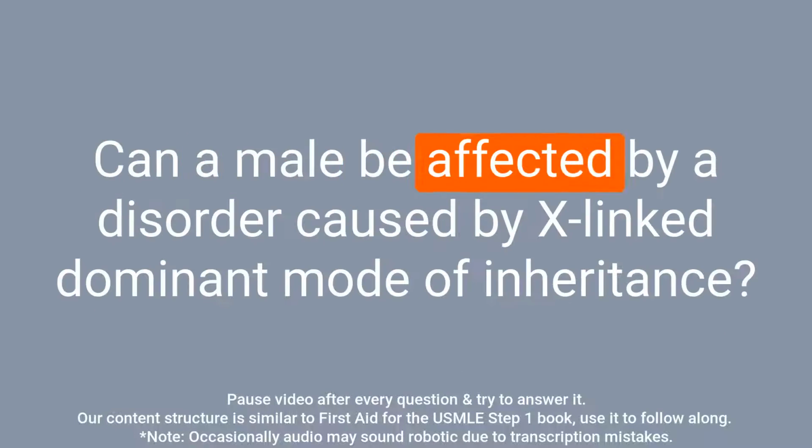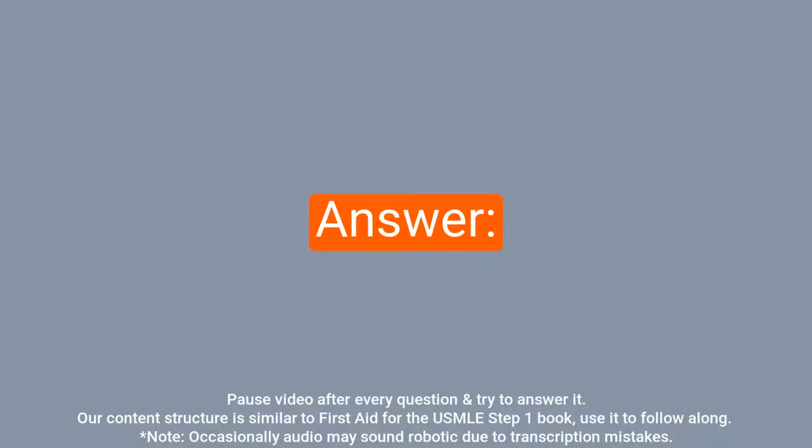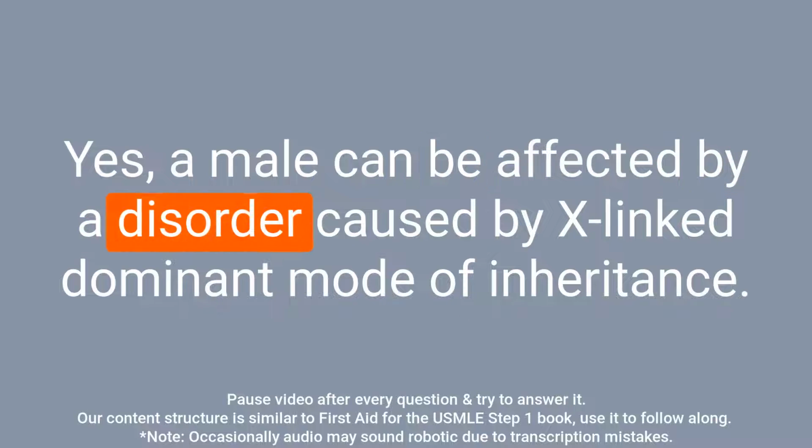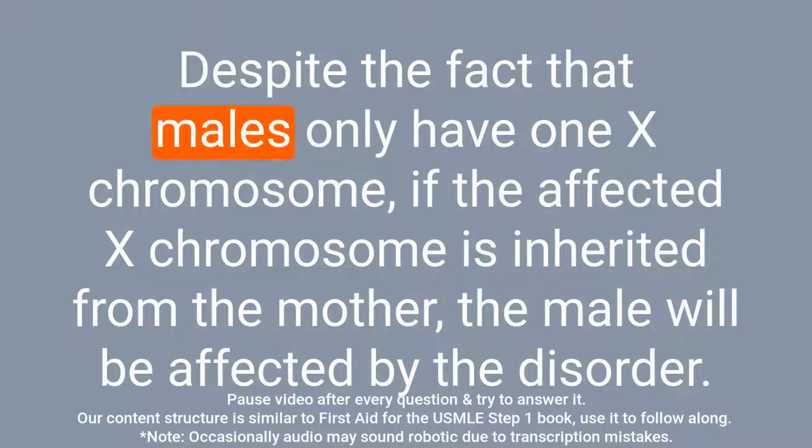Question: can a male be affected by a disorder caused by X-linked dominant mode of inheritance? Answer: yes, a male can be affected by a disorder caused by X-linked dominant mode of inheritance. Despite the fact that males only have 1 X chromosome, if the affected X chromosome is inherited from the mother, the male will be affected by the disorder.